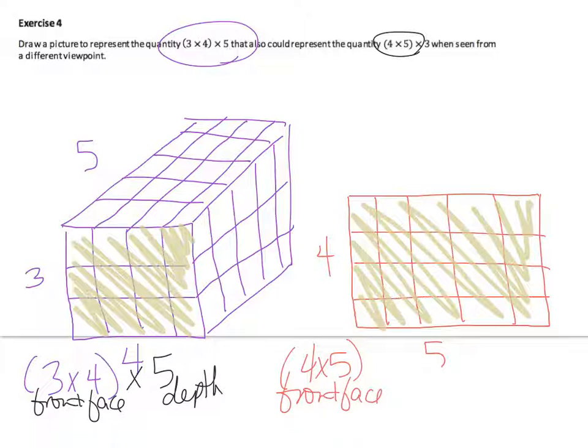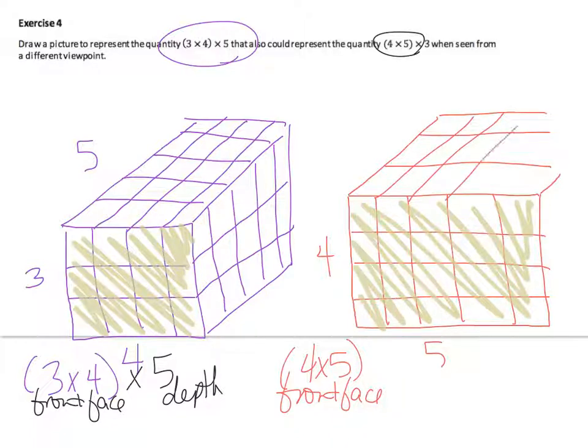And now I need to do a 3 as the depth, and I'm out of space. It's going to be 1, 2, 3, and then go down the side. So this is 3. That is my depth.